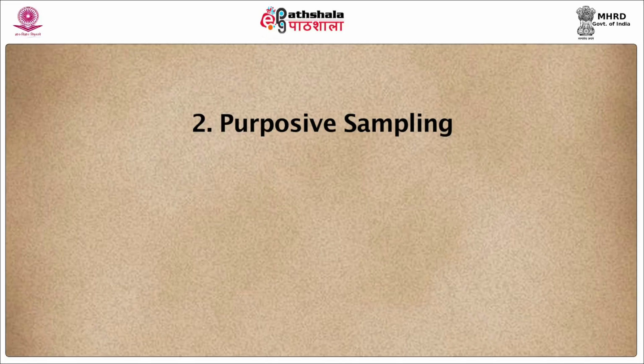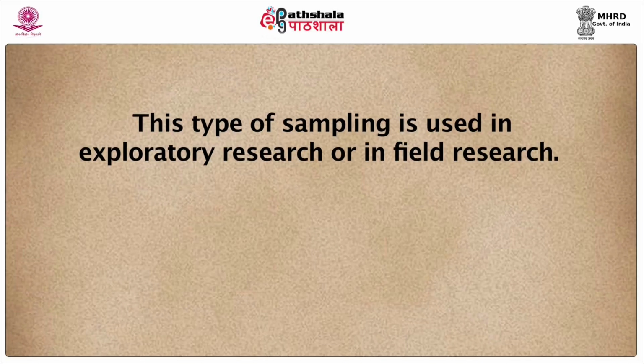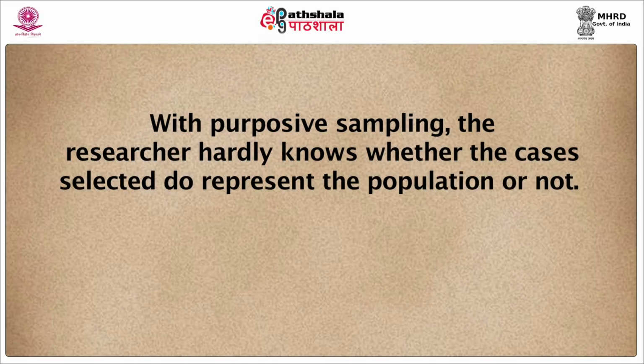2. Purposive sampling. In this type of sampling, the researcher chooses the participants as per his/her own judgment, keeping in mind the purpose of the study. It uses the judgment of an expert in selecting cases, or it selects cases with a specific purpose in mind. This type of sampling is used in exploratory research or in field research. With purposive sampling, the researcher hardly knows whether the cases selected do represent the population or not.